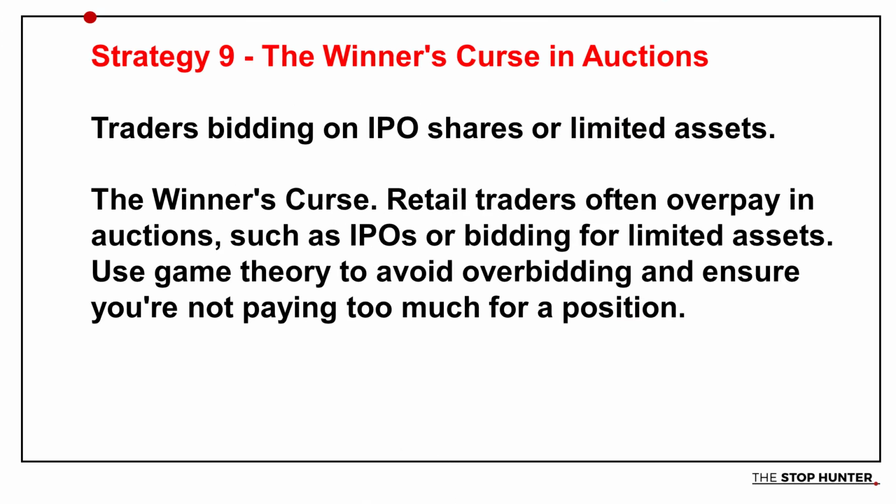So this one, number 9, I've built around initial public offerings. That's IPOs, when a company's shares go public. It's called a winner's curse in auctions. Something to watch out for and think about. Retail traders often overpay in auctions such as IPOs or bidding for limited assets, maybe illiquid stocks. Use game theory to avoid overbidding and ensure you're not paying too much for a position.